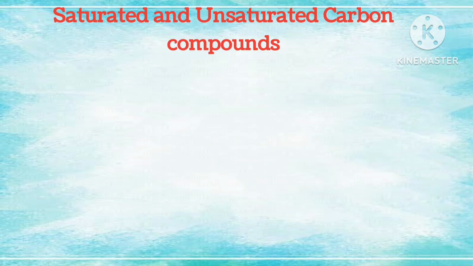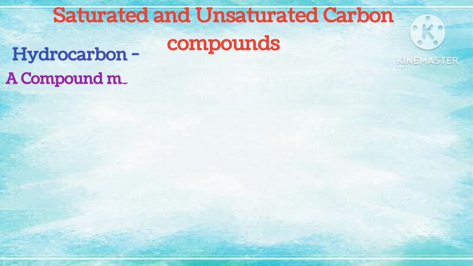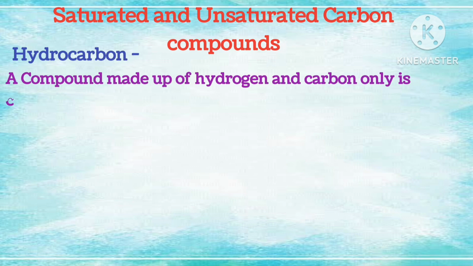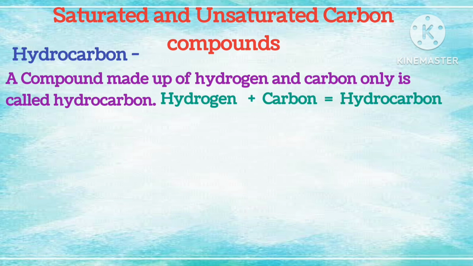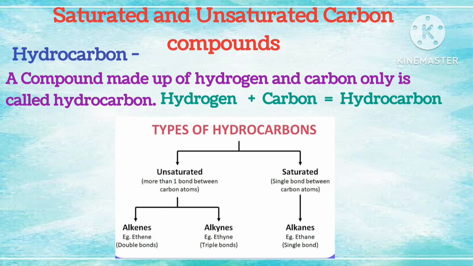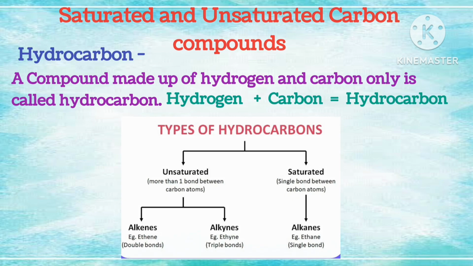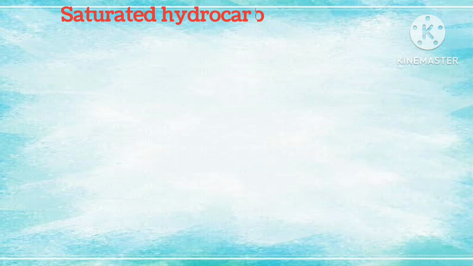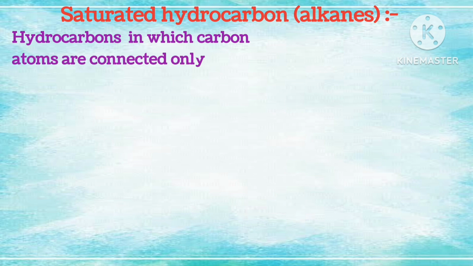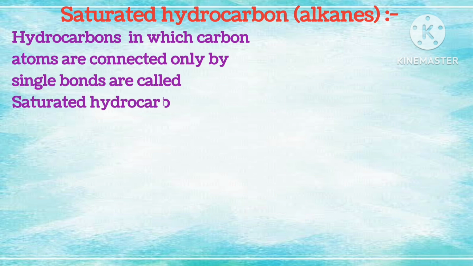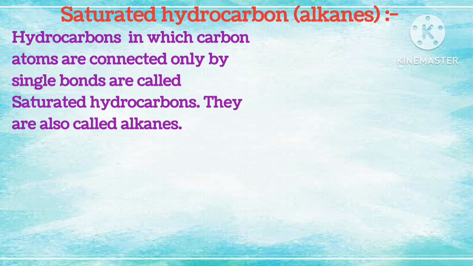Saturated and unsaturated carbon compounds. Hydrocarbons. Compounds made up of carbon and hydrogen are known as hydrocarbons. They are of two types, unsaturated and saturated hydrocarbons. Saturated hydrocarbons. Hydrocarbons in which carbon atoms are connected only by single bonds are called saturated. They are also known as alkanes.